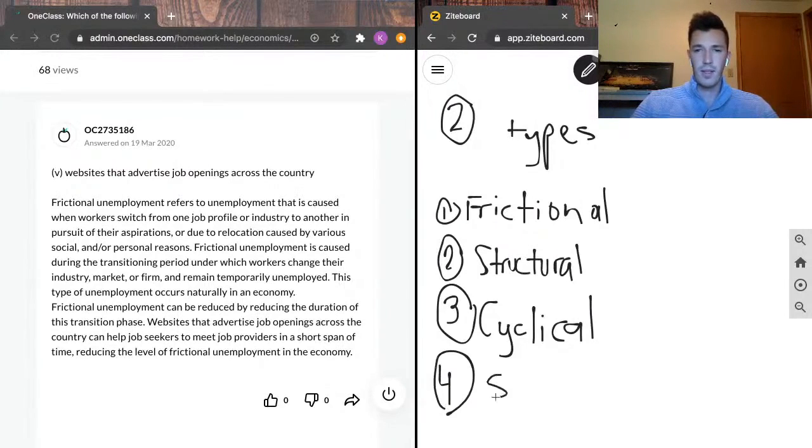Lastly, we've got seasonal unemployment. And seasonal unemployment is exactly how it sounds. It's probably the most intuitive of the four. Seasonal unemployment is basically like industries like, say, crop production or agriculture, where these industries work and make sense in the summertime, but once the weather gets cold, obviously you're unable to grow rows of corn, etc.